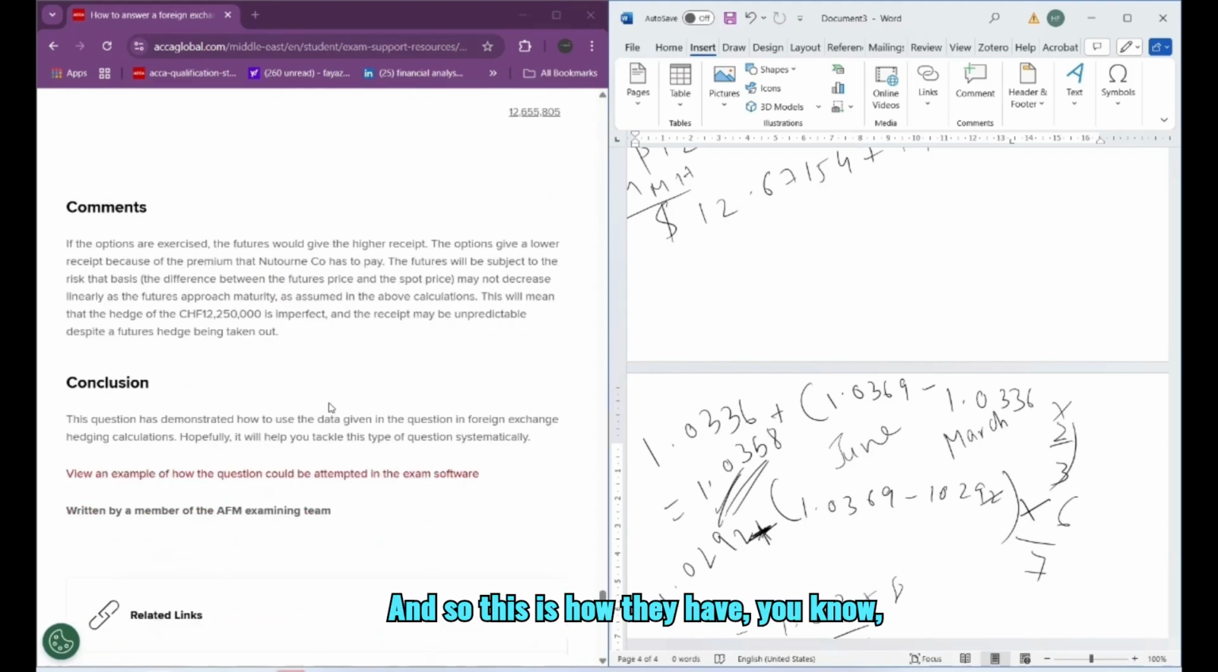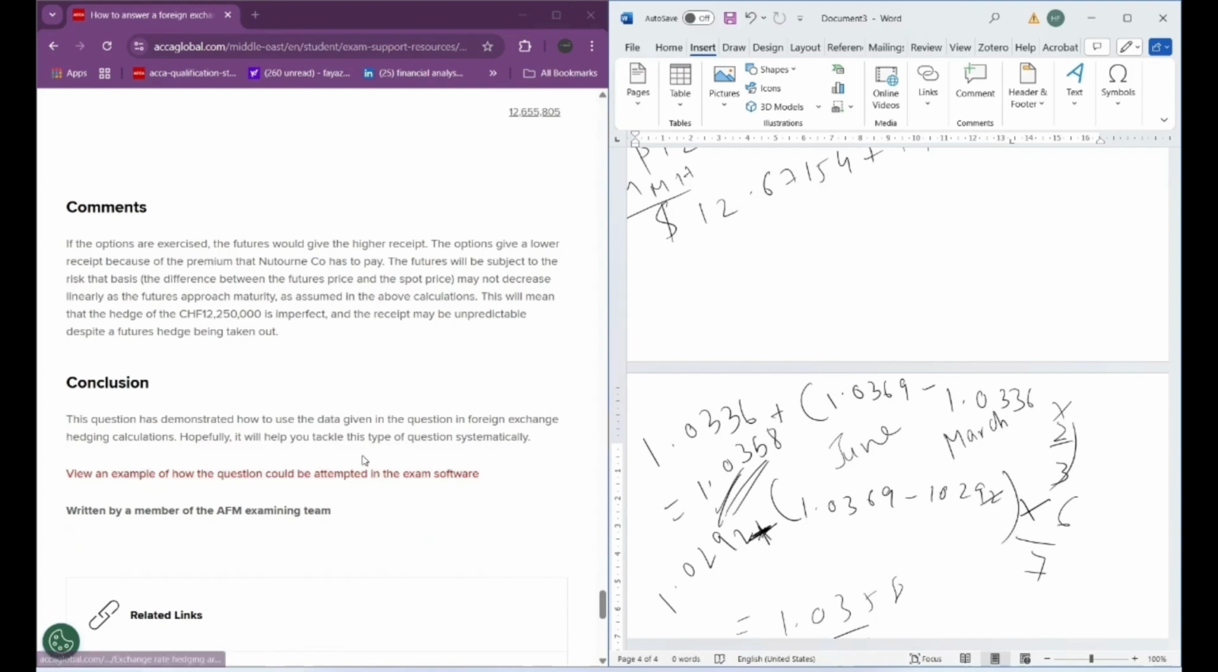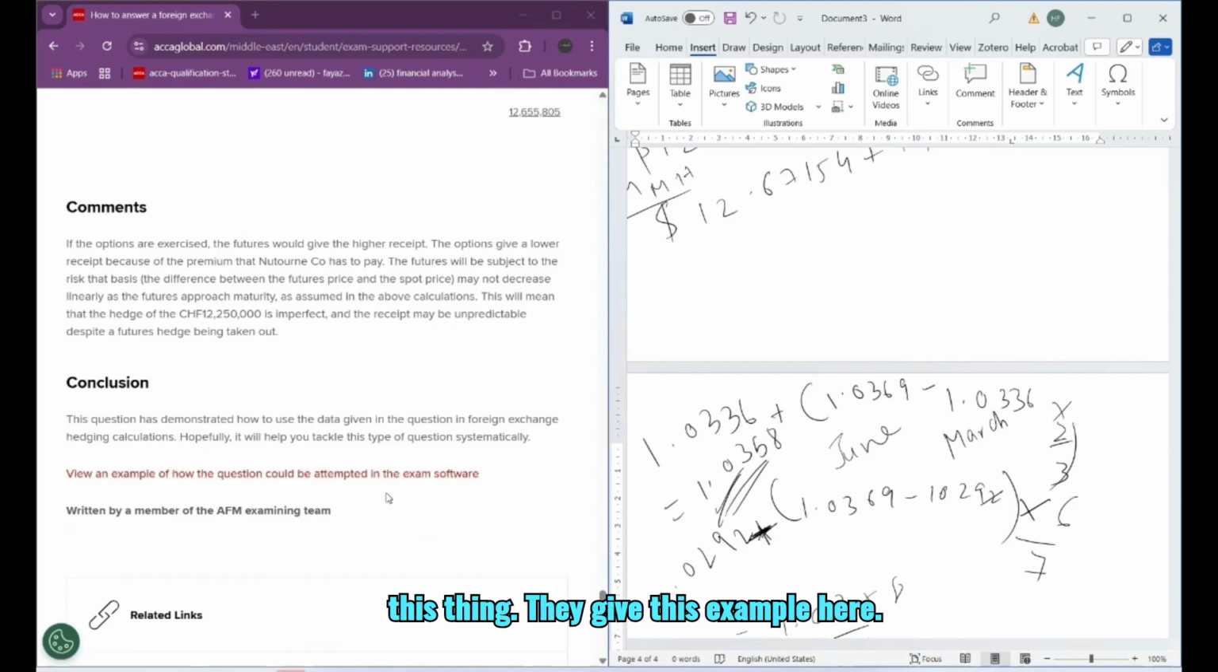And so this is how they have helped you answer this question. And similarly, they have also given you this example here.